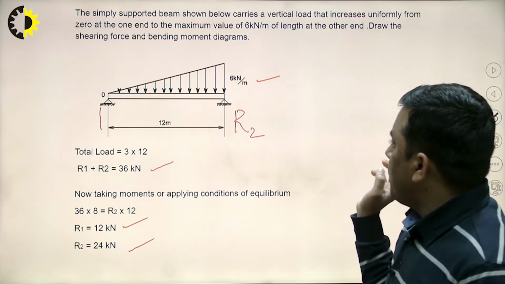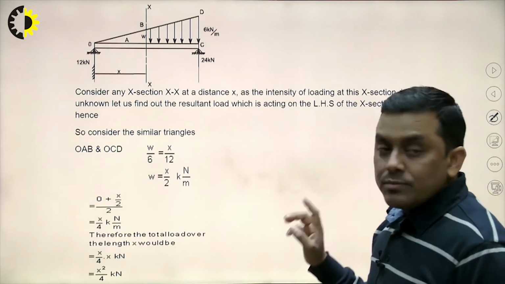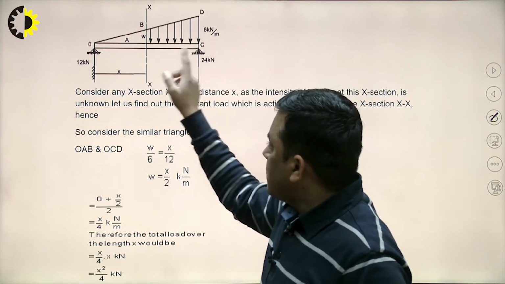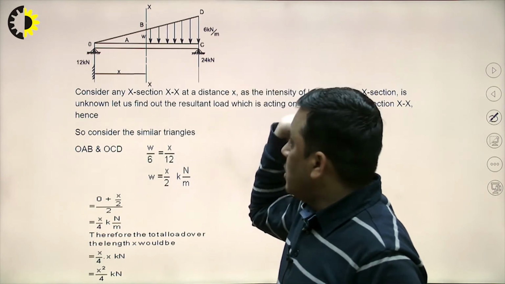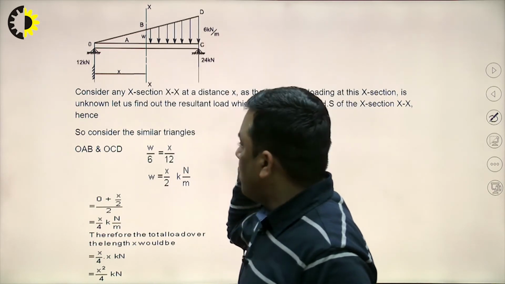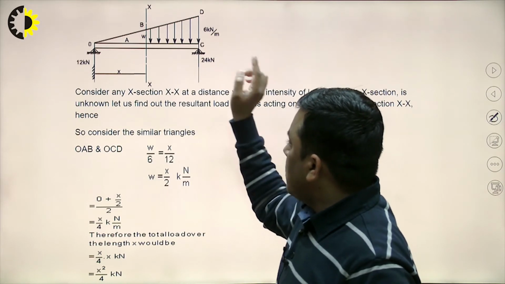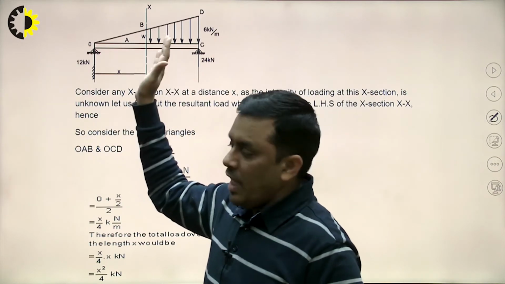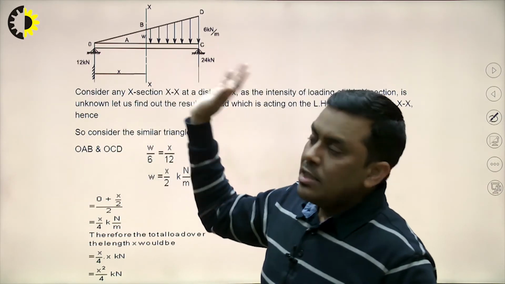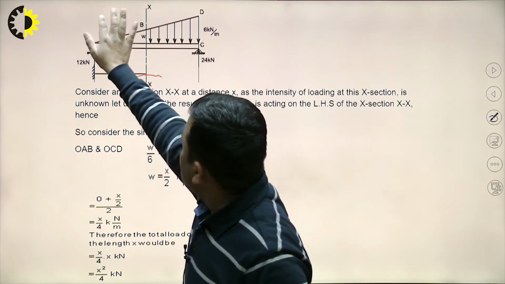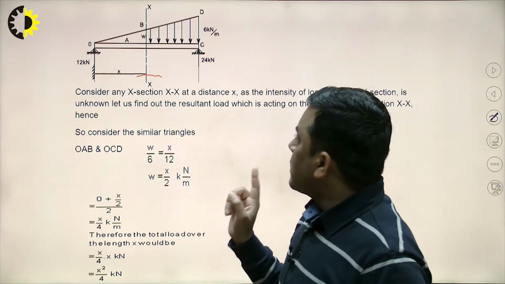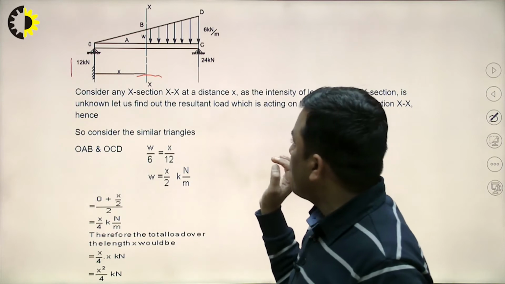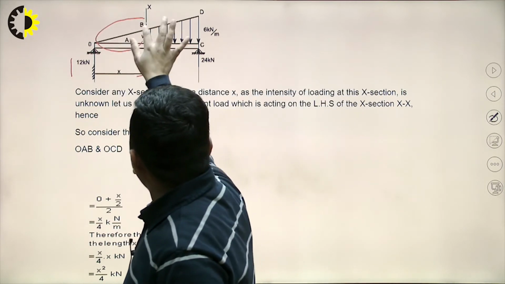Now, we are interested in shear force and bending moment. Let us come to that particular point. We selected a section XX at a distance x. At this section plane, what is the value of shear force? By the definition of shear force, it is the algebraic sum of all the forces acting on either side of the section plane. On the left side, we observe one 12 kilonewton support reaction and this much of UVL.